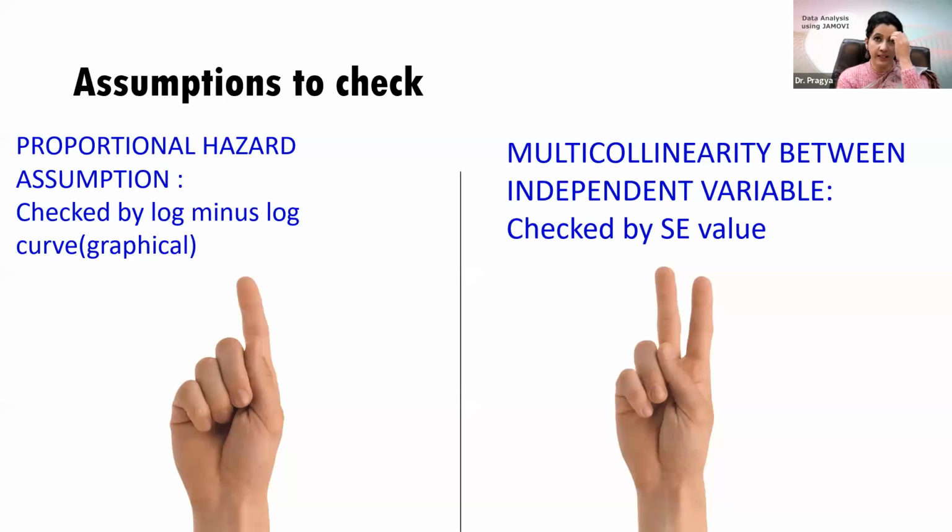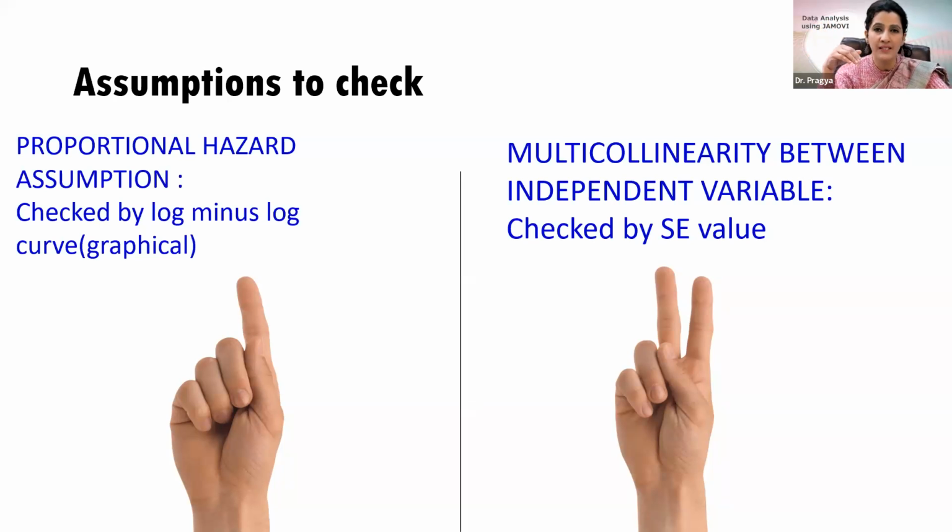And the second is multicollinearity between independent variables. This you can check either by the standard error value or by plotting a scatter plot, that means seeing the correlation matrix. If the value of the correlation coefficient is 0.7 or more, then you say that they are highly correlated with each other. And this is done only when you have more than one independent variable which is continuous in nature.